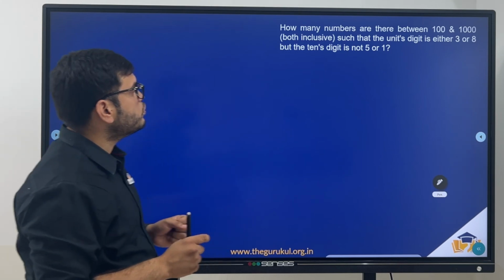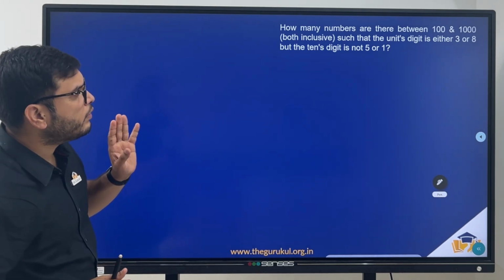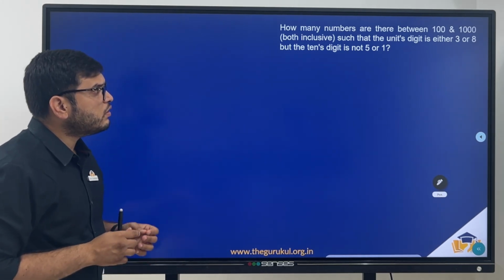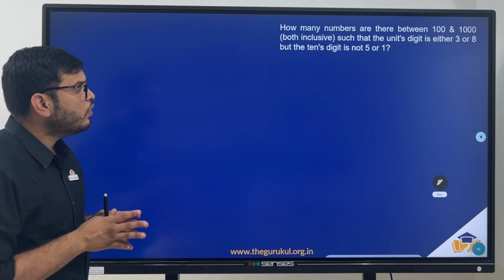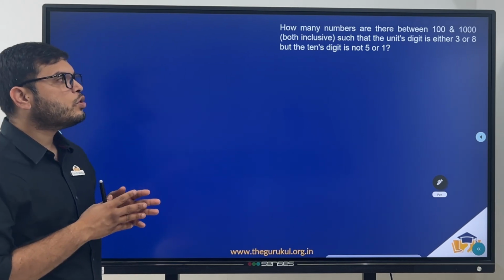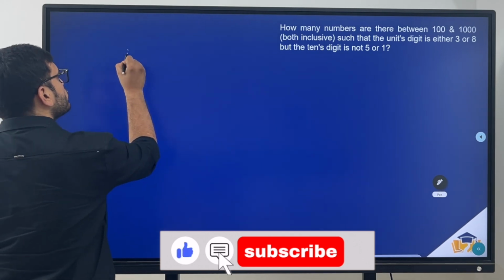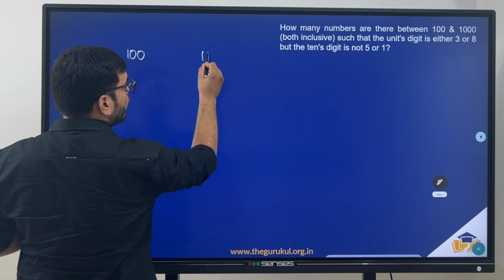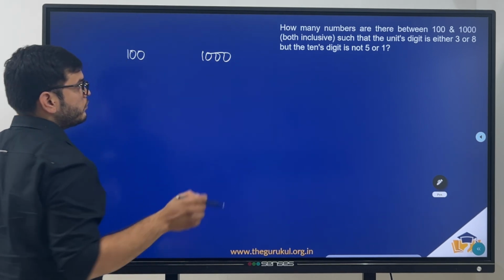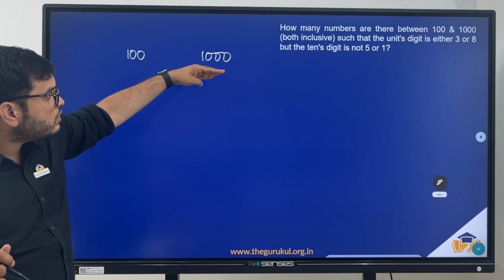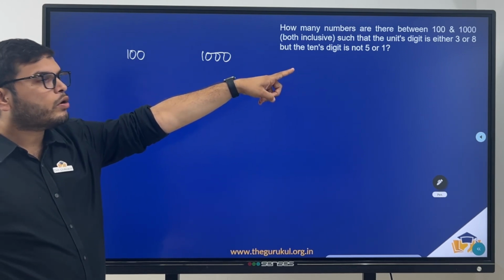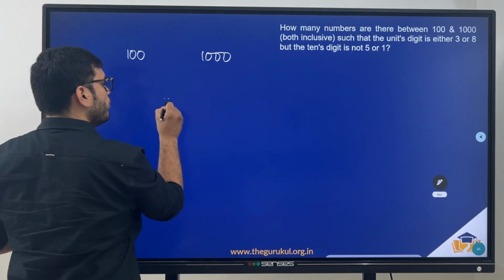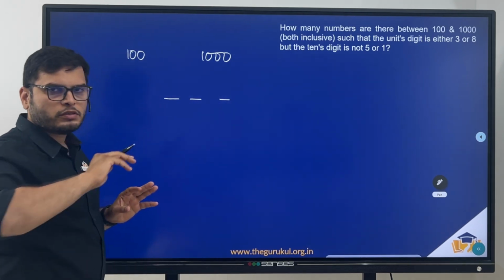Now coming to the second question, how many numbers are there between 100 and 1000, both inclusive, such that the units digit is either 3 or 8, but the tens digit is not 5 or 1. So we need to find the number of numbers between 100 to 1000, both inclusive. Now since 1000 is not possible because the units digit is not either 3 or 8, we should be finding the number of 3-digit numbers.